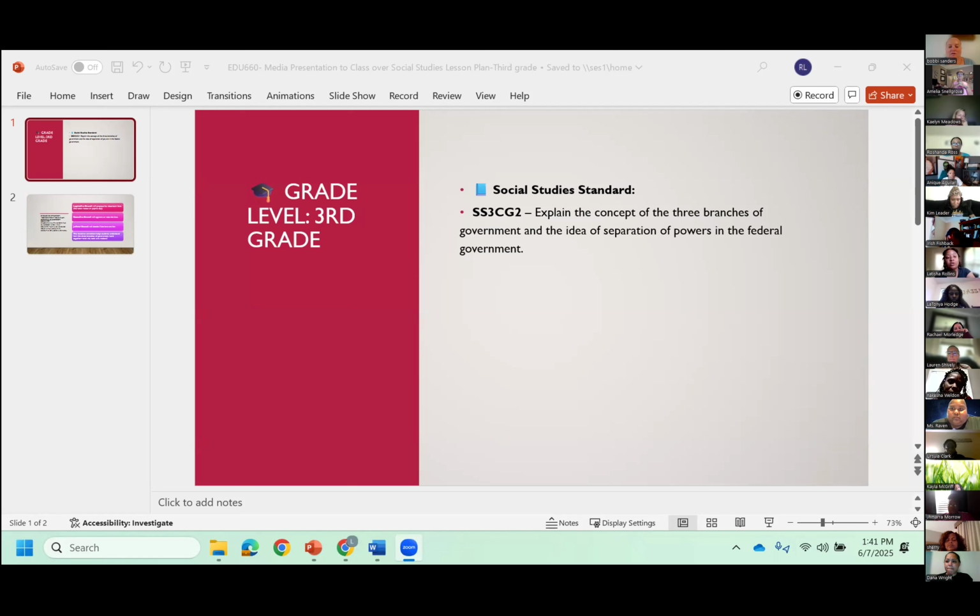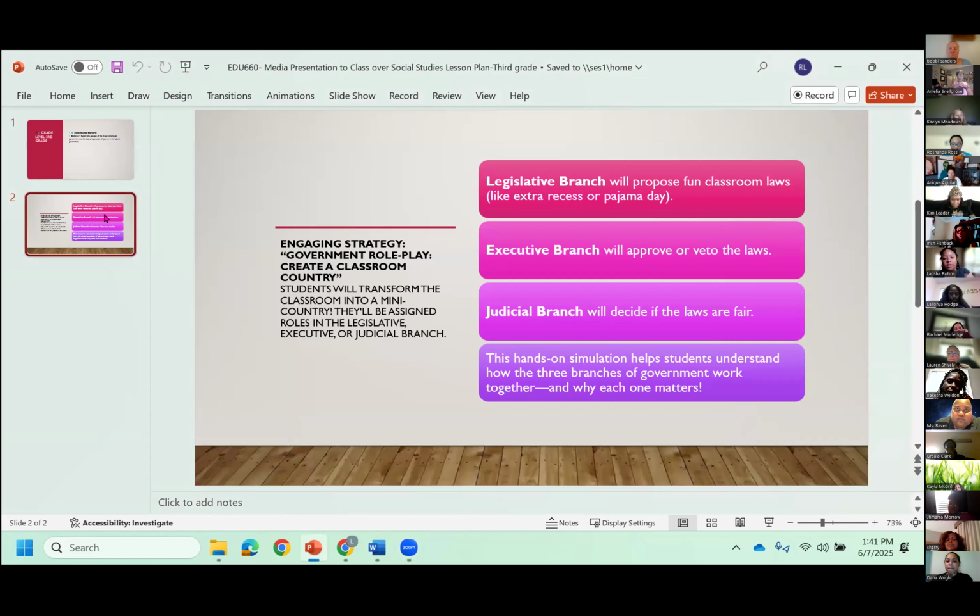And then the activity I did was students would transform the classroom into a mini country. They'll be assigned roles in the legislative, executive, and judicial branches. With the legislative branch, they would propose fun classroom laws like extra recess or pajama day. Executive branch will approve or veto the laws. Judicial branch will decide if the laws are fair. And this hands-on activity helps students understand how the three branches of government work together and why each one matters.